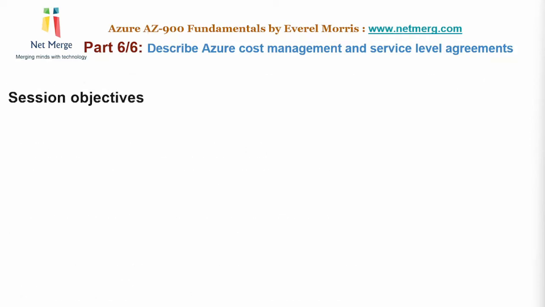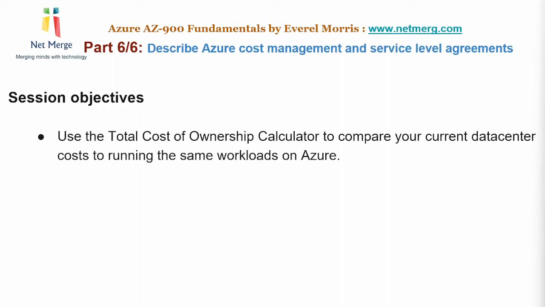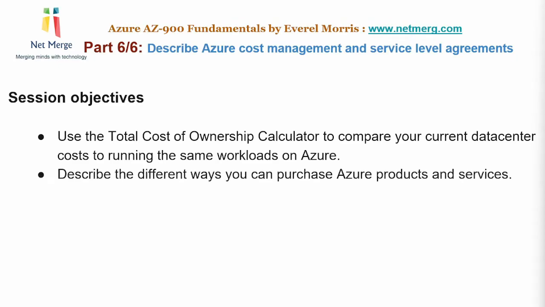So this is a really short chapter. It shouldn't take us too long to go through. I'll be very quick with it. So we're going to look at the total cost of ownership calculator. I'll refer to it as the TCO calculator from now on. We're going to use it to compare your on-prem data center costs to your costs in Azure if you should migrate into the cloud.